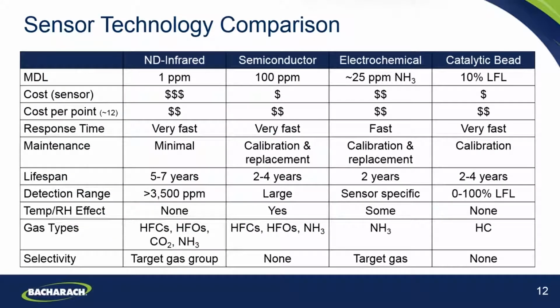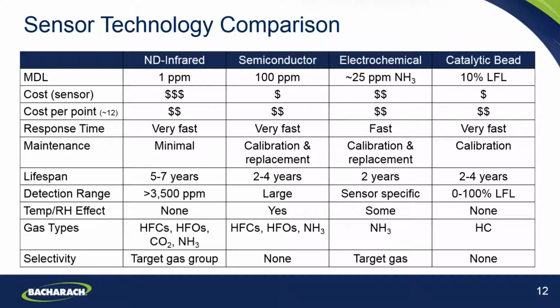So if we look at a comparison of the sensor technologies, one of the key things to note is the minimum detectable level that each offers. This is the lowest concentration that can be measured effectively with the sensor types. The non-dispersive infrared sensors really lead the pack here with an MDL of 1 part per million. That allows for detection of refrigerant leaks very, very early and at very low levels, meaning that they can be mitigated and fixed before lots of gas has the chance to leak from the system.